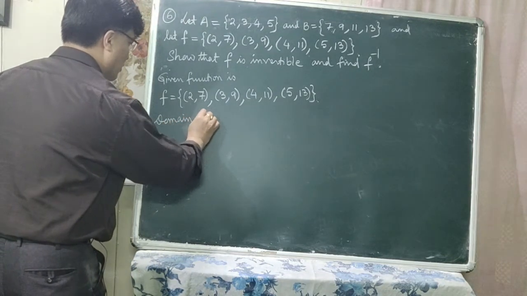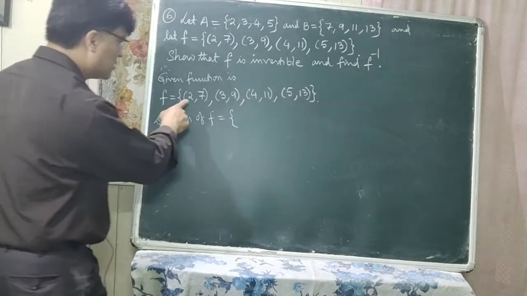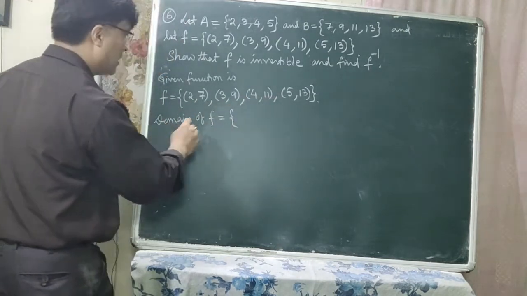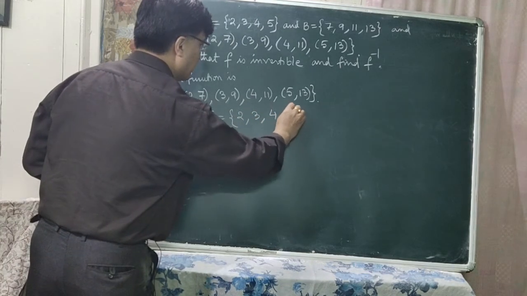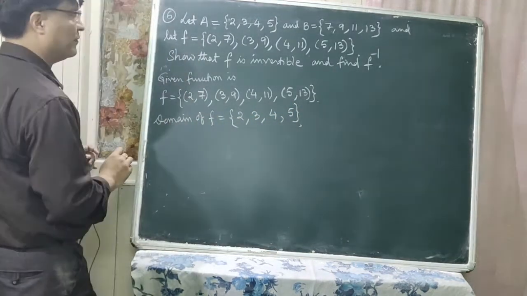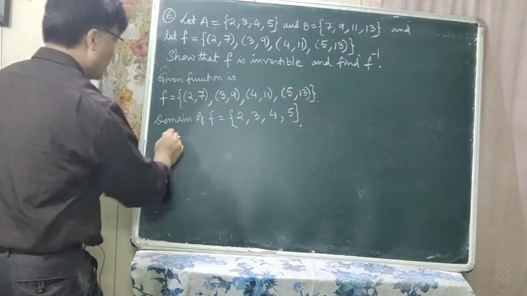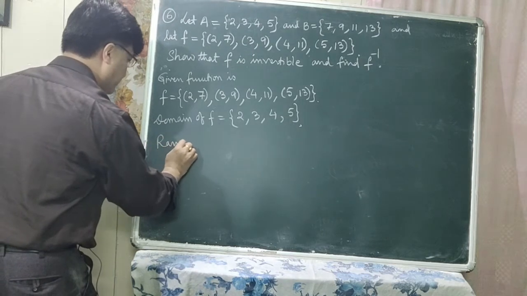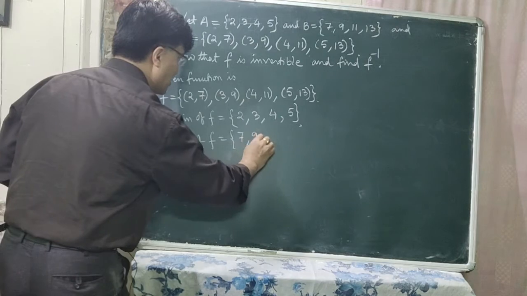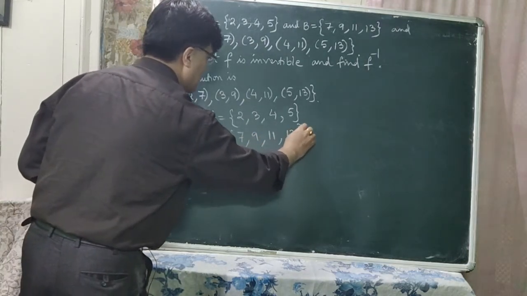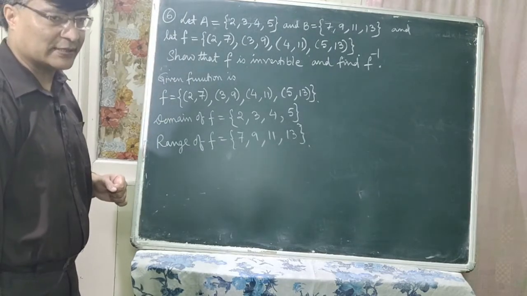So the domain of f is equal to, you know what is the domain of f? This first number indicates the domain, that is 2, 3, 4, 5. This is your domain of f, that is set A, 2, 3, 4, 5. Then what is the range of f? The range of f is 7, 9, 11, 13. That is your range of f. The range of f is the set B in this case.